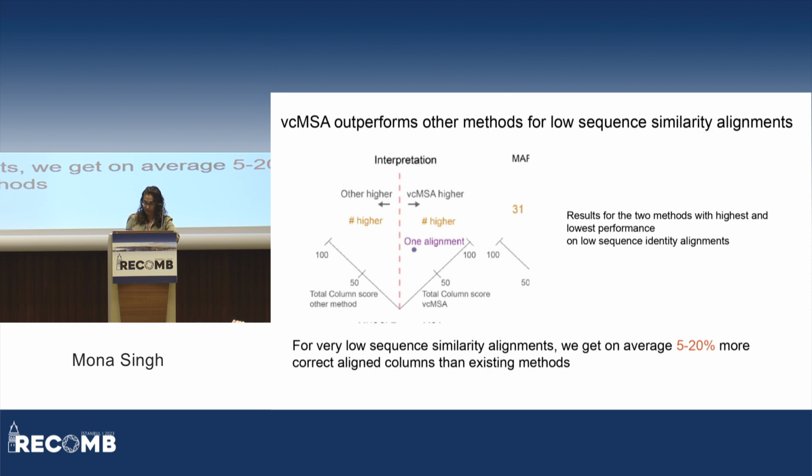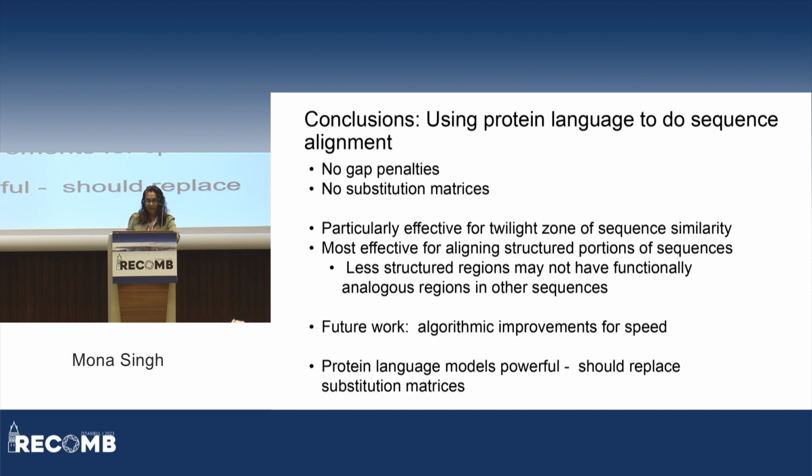So I want to conclude here by saying that we use protein language models to do sequence alignment. We use no gap penalties. We use no substitution matrices. Even though these progressive alignment methods have been kind of the way to go for the last 30+ years, this is an alternative that does something really very different.